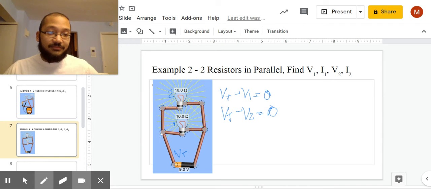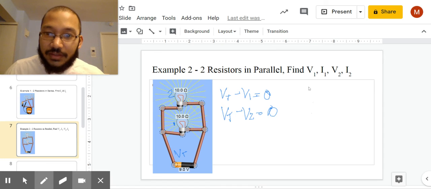I could do a loop rule equation starting from here. This would be minus V2 plus V1, and that's equal to 0. So the loop rule doesn't have to start and end at the battery. It's true for any loop, which is kind of why it's cool and powerful. So right there, I solved for V1 and V2.